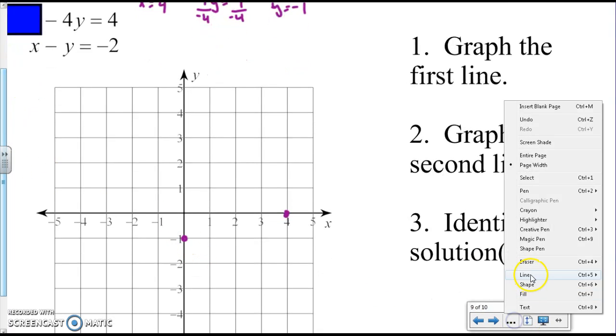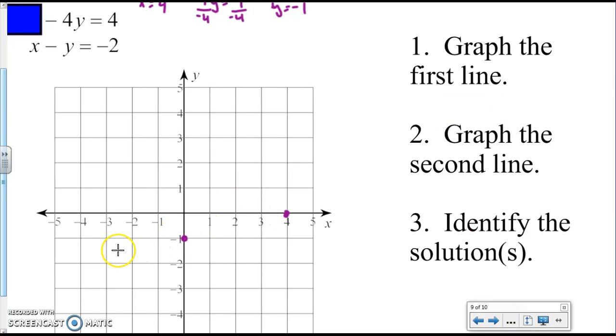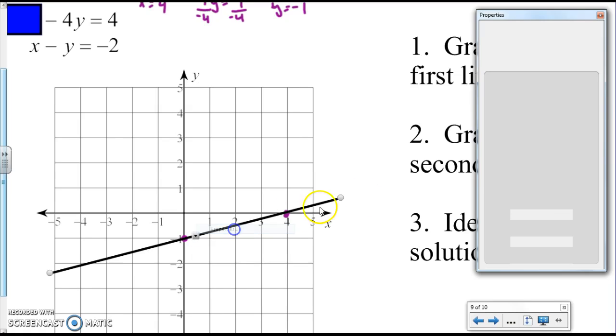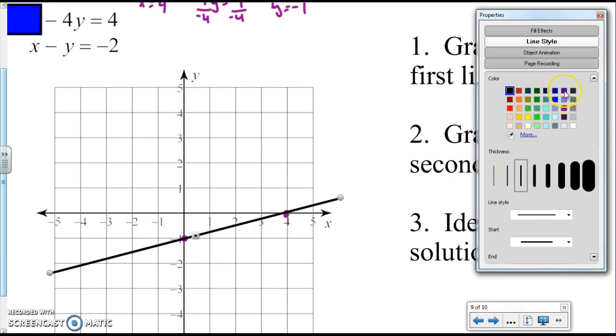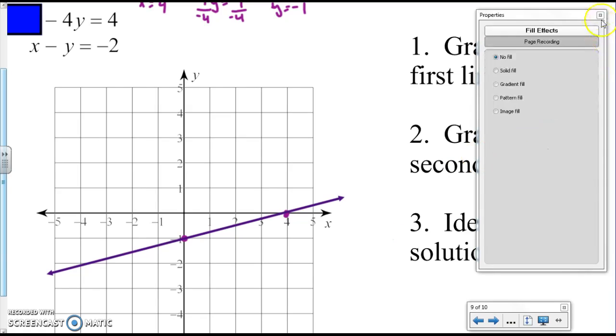Make sure it's nice and straight. You need to use a ruler or your ID to do that. Okay, if it's not nice and straight, it could affect your answer. And there's my first line. I'm going to change the color here so it matches my work. Put some arrows at the end. And there's our first line.